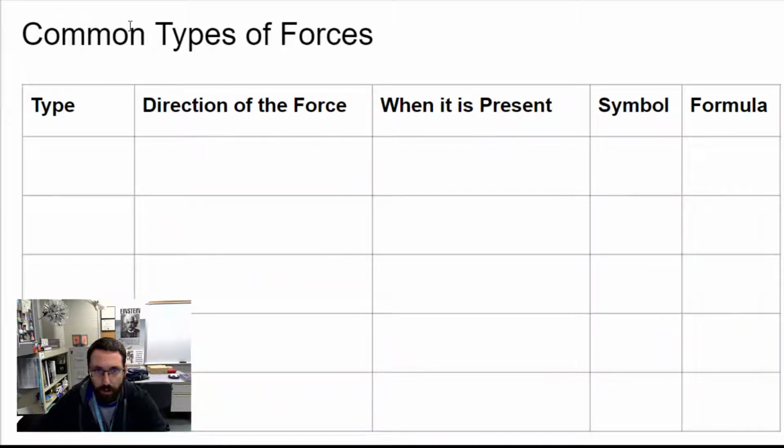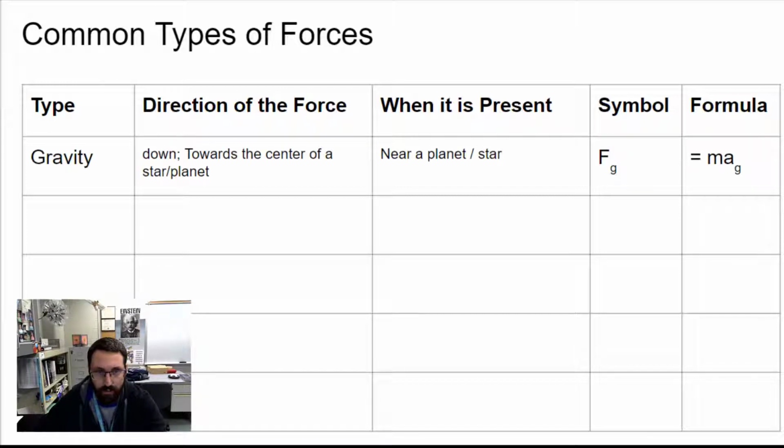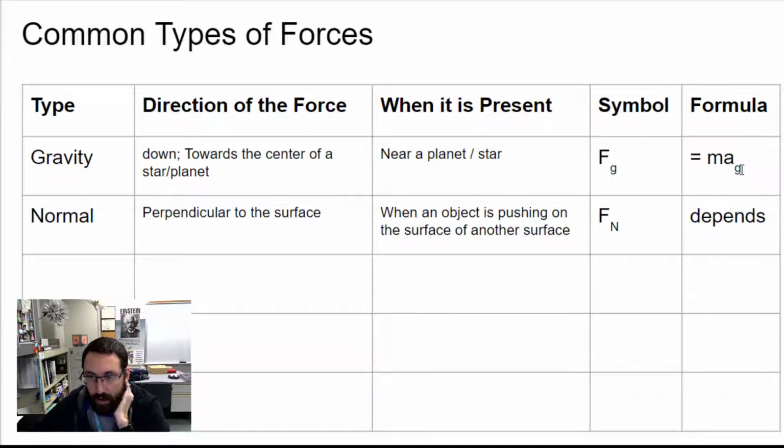Now the types of forces, we're going to be filling this out. So the first basic type of force, and the one that you've heard of, is the force of gravity. Another name for that is weight. Okay, so gravity or weight is a type of force. The direction of that force is always down, or towards the center of that planet or star, and it's present anytime you're near a large object like a planet or a star. The symbol we'll use for this is the force of gravity, F subscript g, and the formula is mass times the acceleration of gravity. And the acceleration of gravity is 10 meters per second squared.